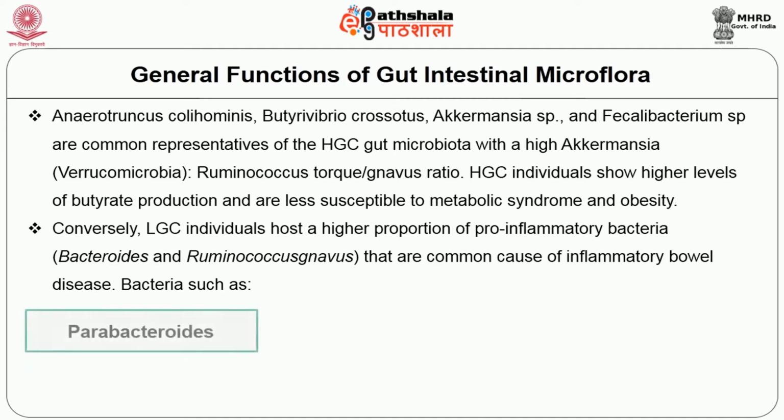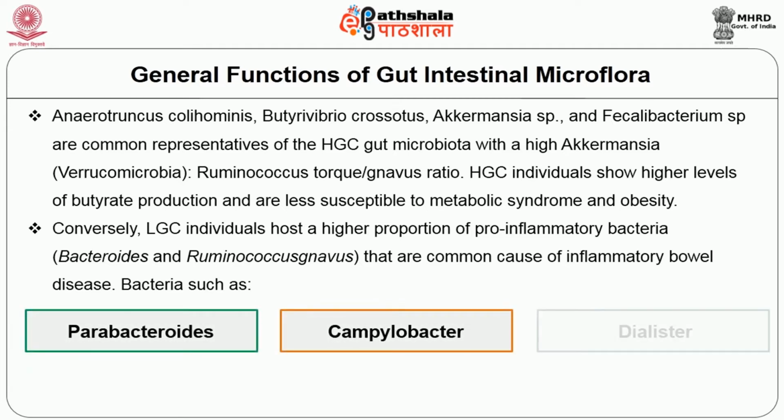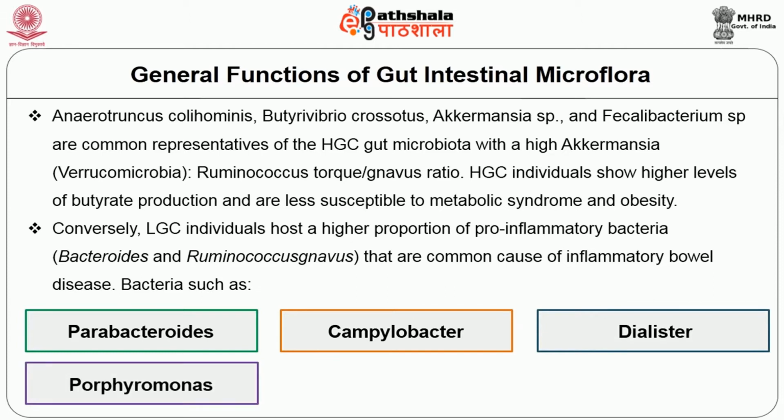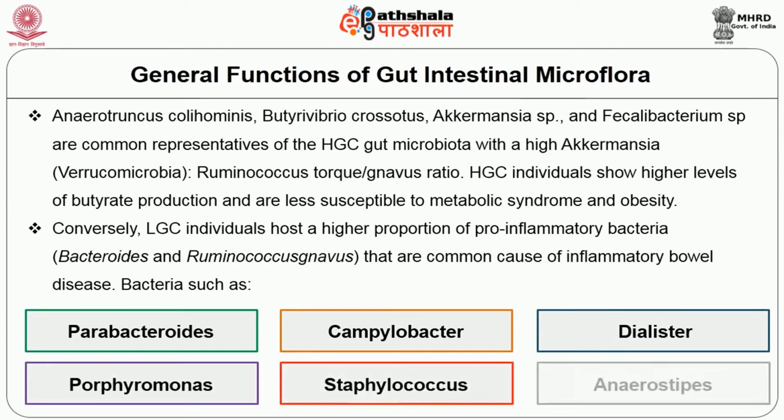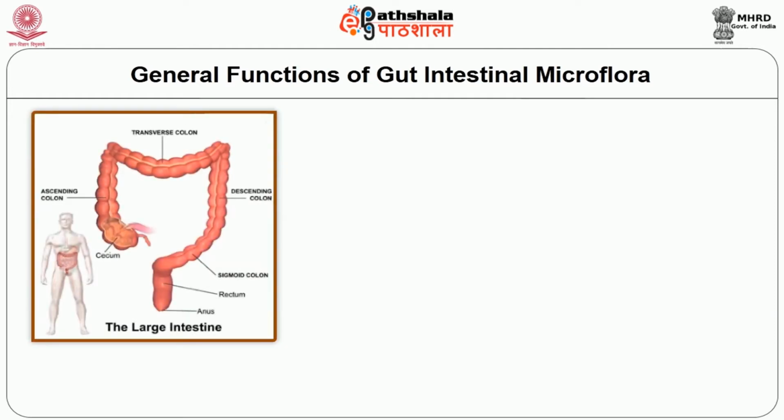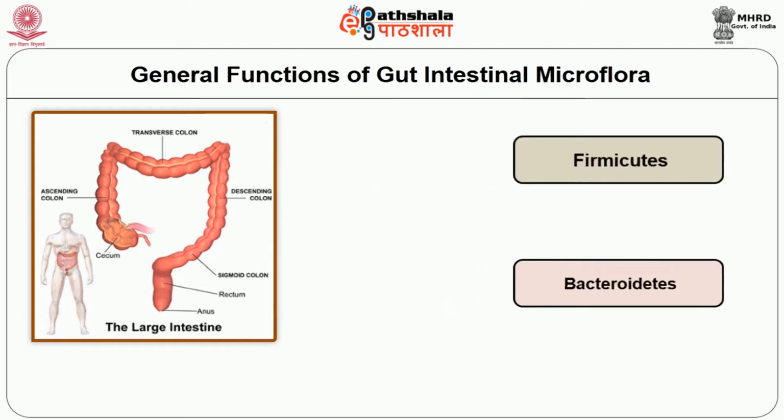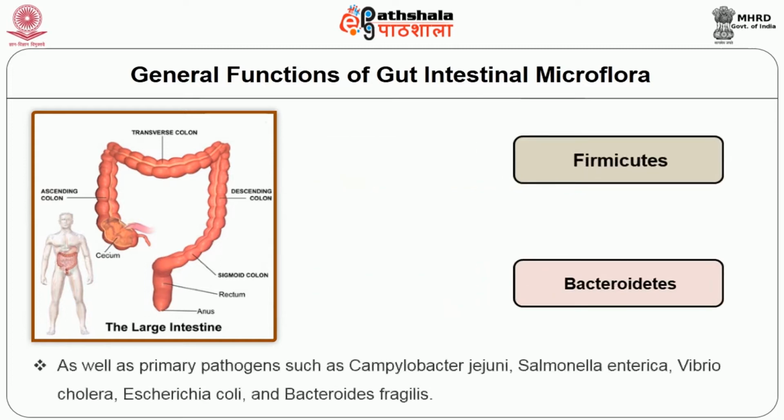Bacteria such as Parabacteroides, Campylobacter, Dialister, Porphyromonas, Staphylococcus and Anaerostipes are some of the common inhabitants found in low gene count individuals. The predominant phyla that inhabit the large intestine, harboring more than 70% of all microbes, are Firmicutes and Bacteroidetes, as well as primary pathogens such as Campylobacter jejuni, Salmonella enterica, Vibrio cholerae, Escherichia coli and Bacteroides fragilis.